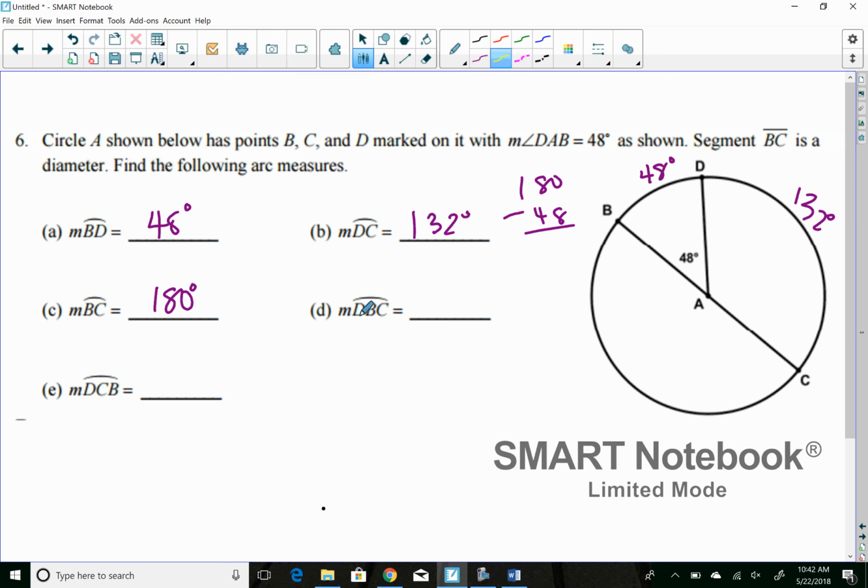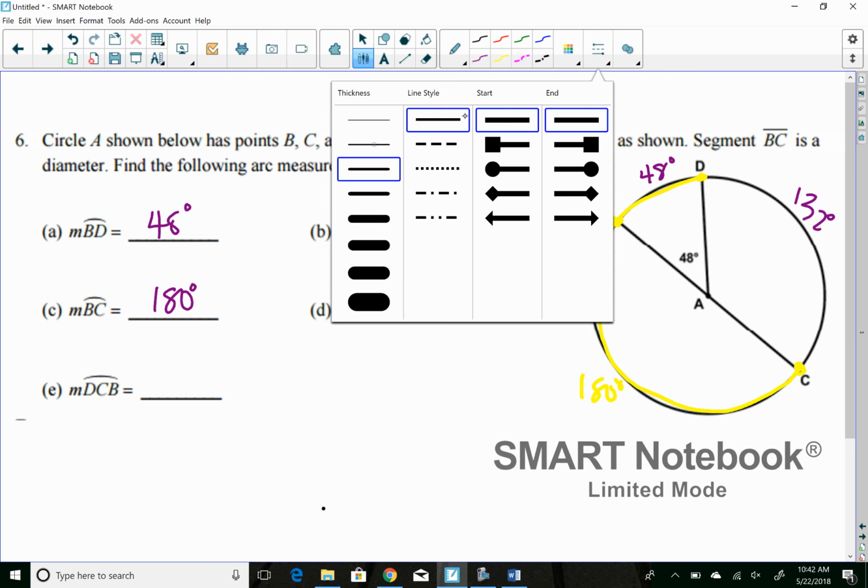And then it asks us to find a couple different arcs that are kind of a combination. So arc DBC is a major arc. So if I start at D, go to B, and end at C, I see this big yellow arc is going to be a combination of the 180 arc and the 48 arc. So that's going to wind up being 228 degrees.